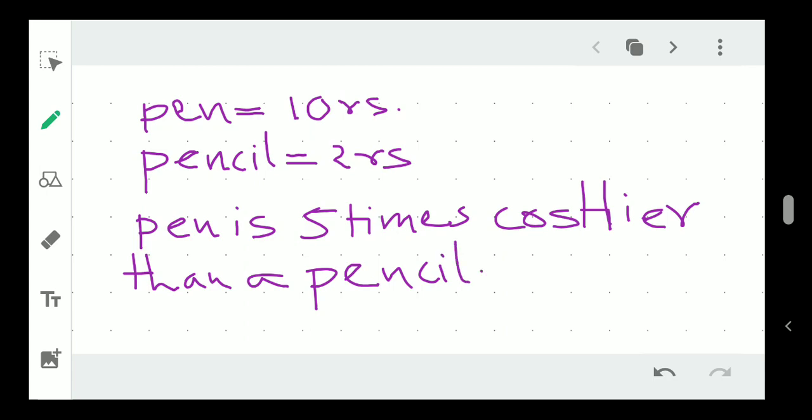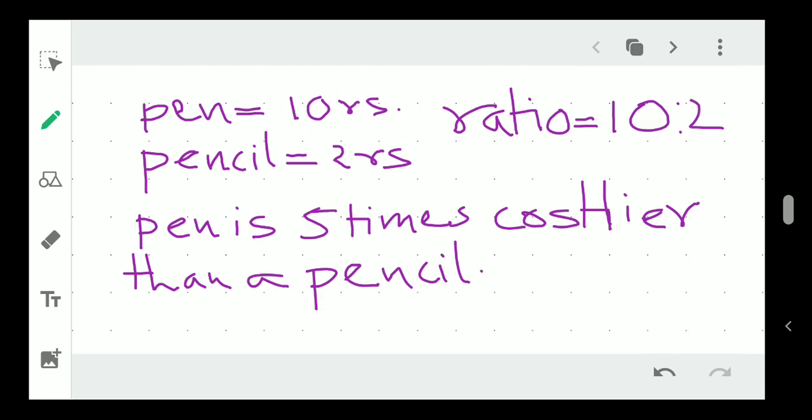So why can I say that the pen is 5 times costlier? Because if you multiply 5 with the price of the pencil, that is 2, so 5 2s you will get 10, that is the pen's price. So that means the pen is 5 times costlier. So 5 multiplied by the pencil's price, that is 2 rupees, will be the pen's price. Now, how to write this as a ratio? So the ratio will be 10 is to 2.